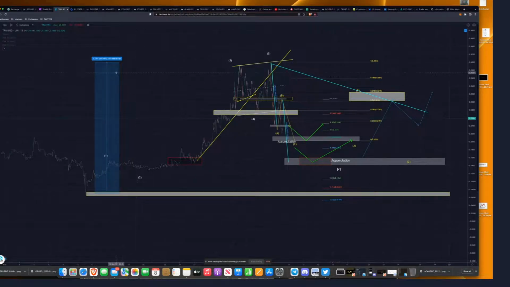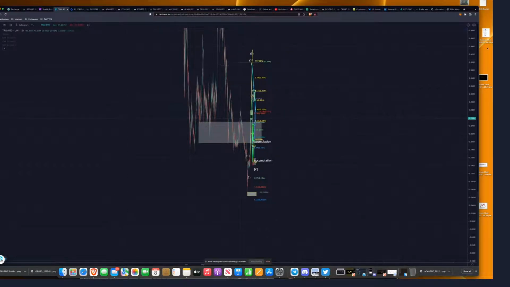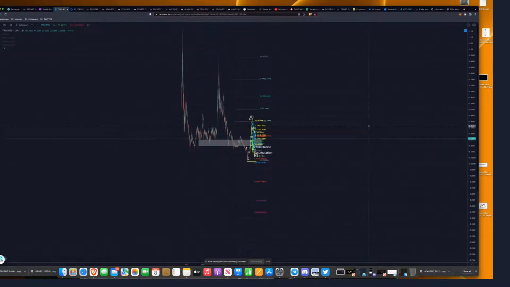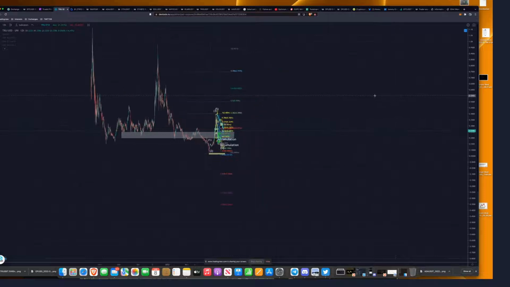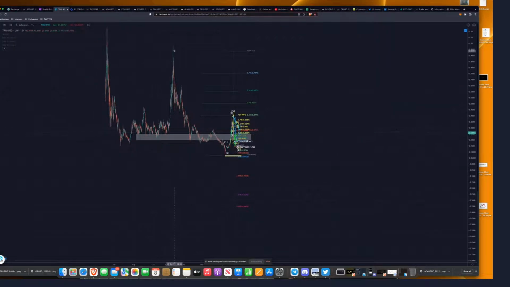Long-term wise, I recommend TrueBit for a lot of reasons. I traded TrueBit back. Let's see, go back one sec. TrueBit is a project that people don't know about. So I traded that one.